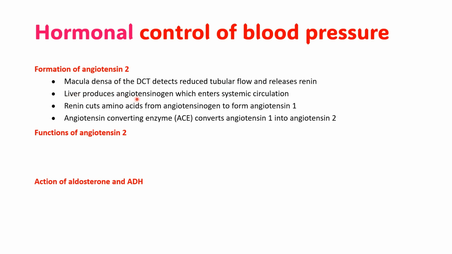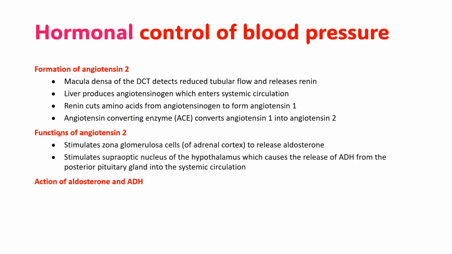The liver produces something called angiotensinogen, which enters the systemic circulation. Renin comes into contact with the angiotensinogen and acts like an enzyme, and cleaves off amino acids from angiotensinogen to form angiotensin 1. Angiotensin converting enzyme, ACE, which you might be familiar with, then converts angiotensin 1 into angiotensin 2. ACE, the converting enzyme, is mainly located in the lungs, but it's also located in vascular endothelium and the kidneys. It's located in the heart and also the brain too. It's just less abundant. It's dominantly in the lungs.